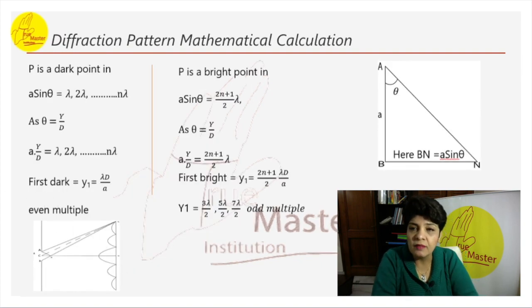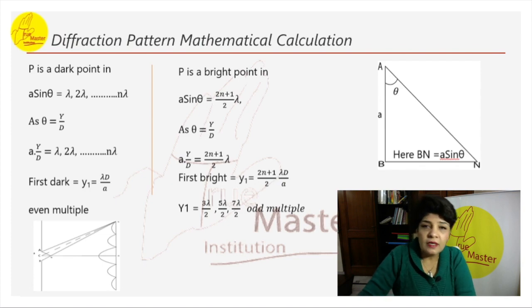Diffraction pattern, mathematical calculations. We are going to do first the dark point. Here we know a sin theta. If you see the complete pattern we have seen on the other screen, we have only taken this AB, this one, ABN. So we have enlarged ABN for your understanding. This was the distance a of the slit where the light can pass through. This is angle theta. So in here, a sin theta is lambda, 2 lambda, and so on, n lambda.